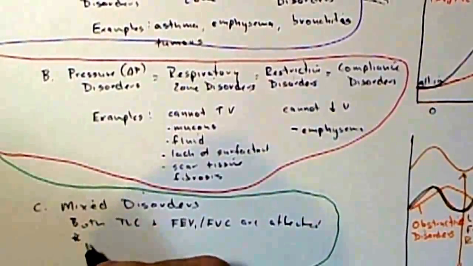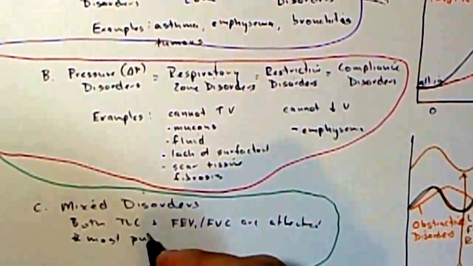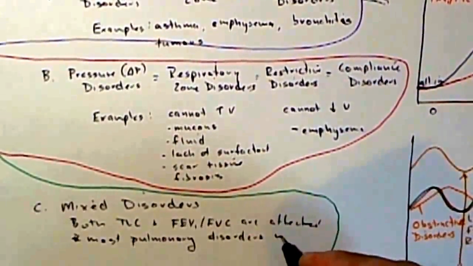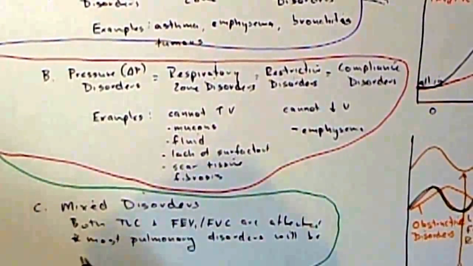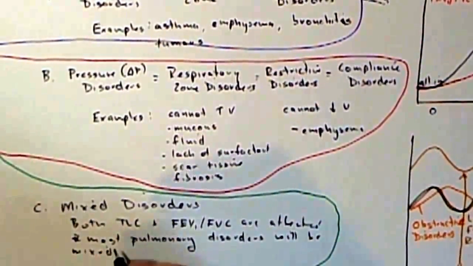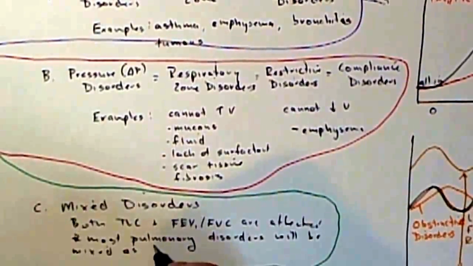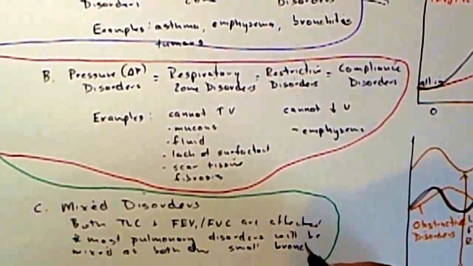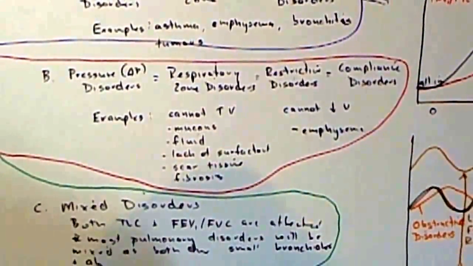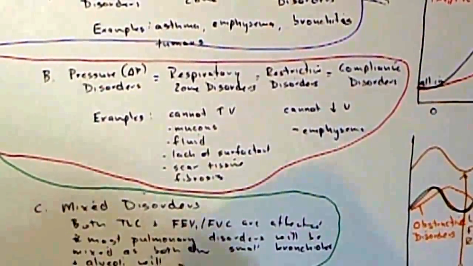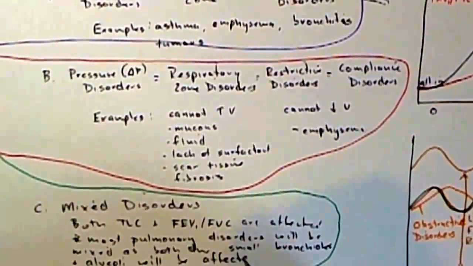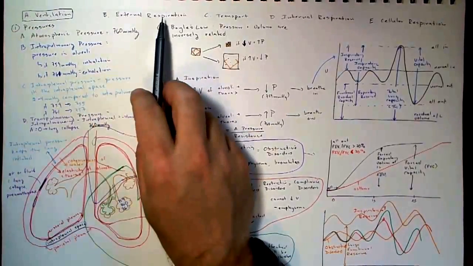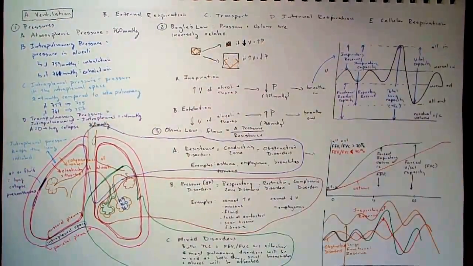And just to get it on there, most pulmonary disorders will be mixed, as both the small bronchioles and alveoli will be affected. So that does it for ventilation. We'll come back and do videos on external respiration, transport, internal respiration, and cellular respiration as well.